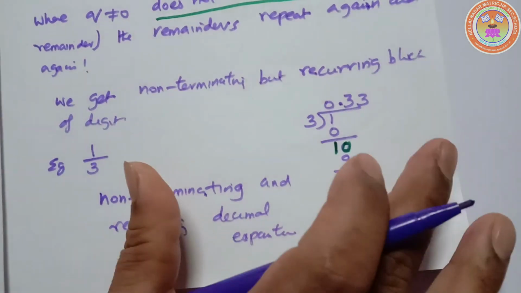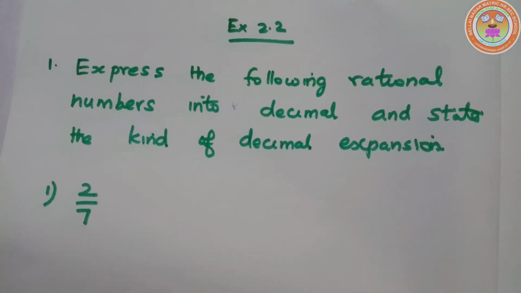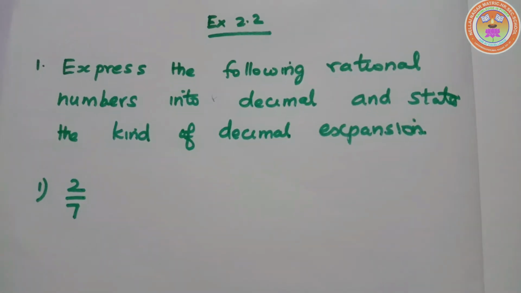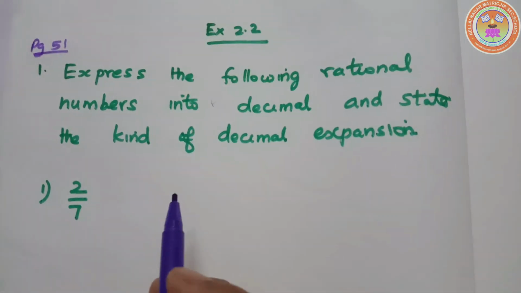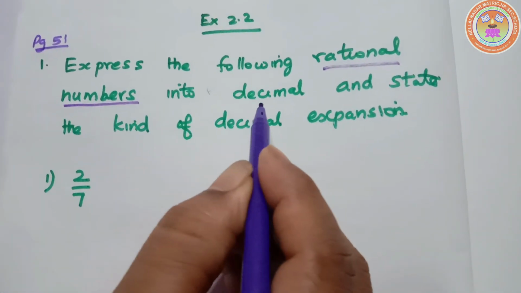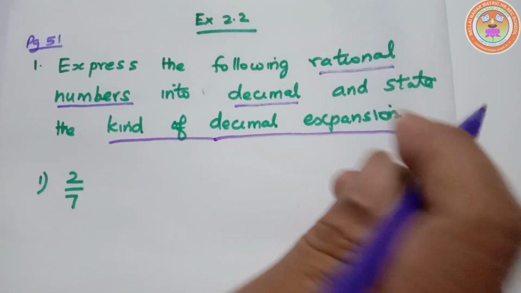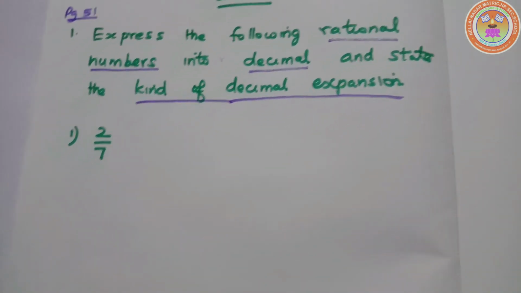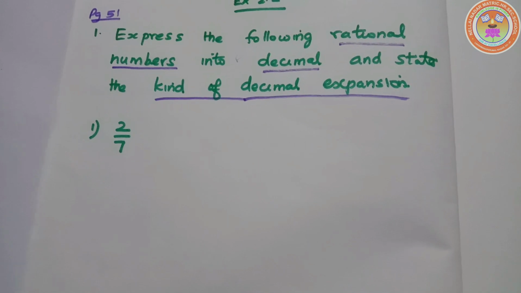Understood, children? Now we can see clearly in exercise 2.2. Exercise 2.2, first sum, page number 51. Express the following rational numbers as decimals and state the kind of decimal expansion. So we have learned that there are two decimal expansions. One is terminating decimal expansion and the other is non-terminating and recurring decimal expansion.